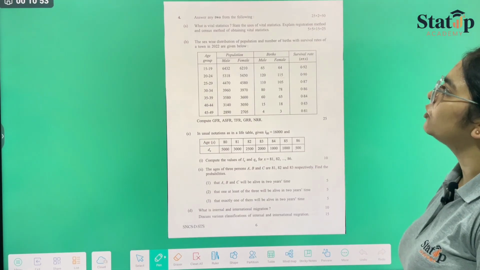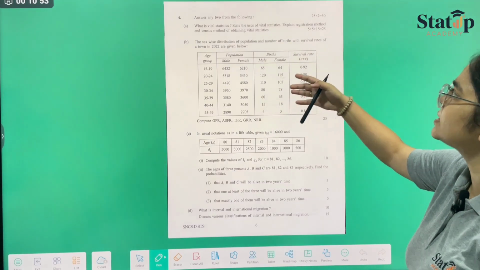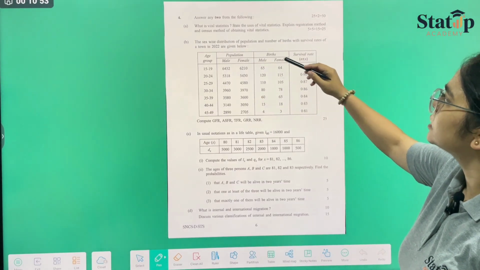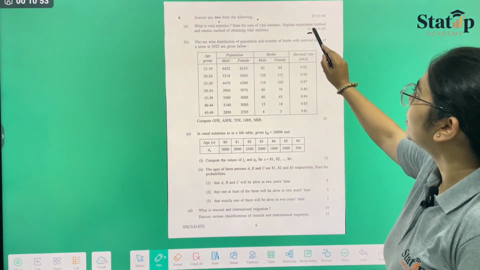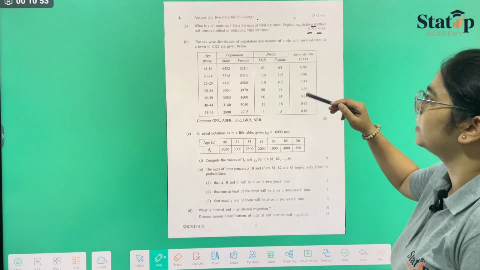And question number 4A was the use of vital statistics. What is vital statistics? Explain the registration method and census method for obtaining vital statistics. So the first part was of 5 marks, the second part was of 5 marks, and the third part was of 15 marks. In total it was of 25 marks.